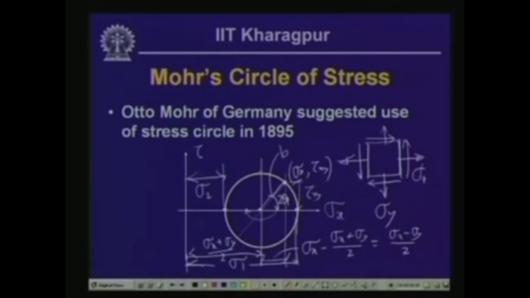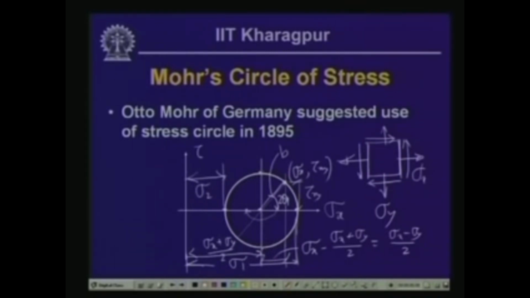This particular point and this point in the circle represent the maximum value of the shearing stress tau x y, which is equal to the radius which we have just evaluated, which is root of ((sigma x minus sigma y)/2) squared plus tau x y squared. So, plus tau and minus tau are the maximum and the minimum shear stresses.